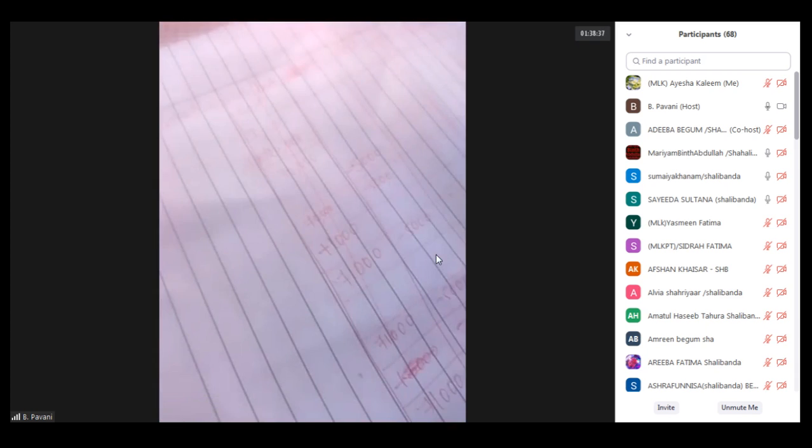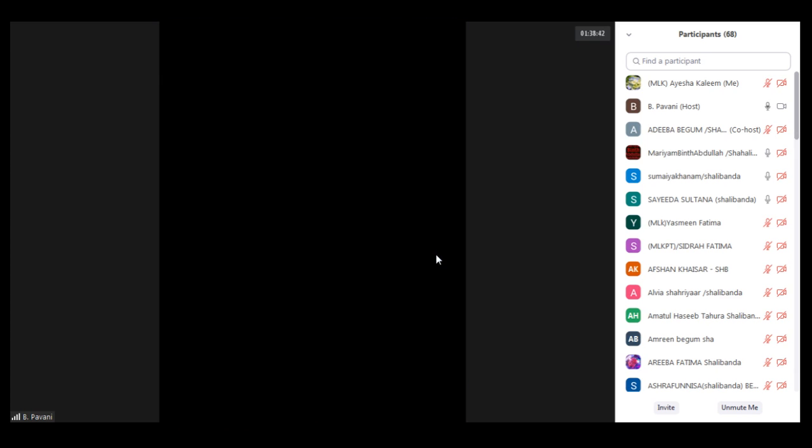Okay. See, this page is filled. That's why I'm using another paper for this. Just 1 minute, I'll draw the format.